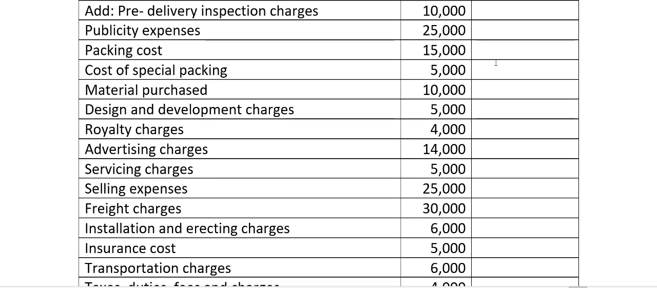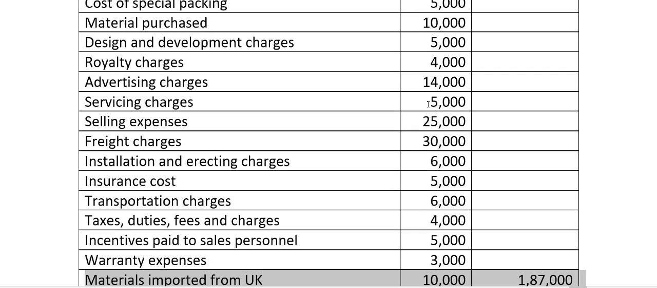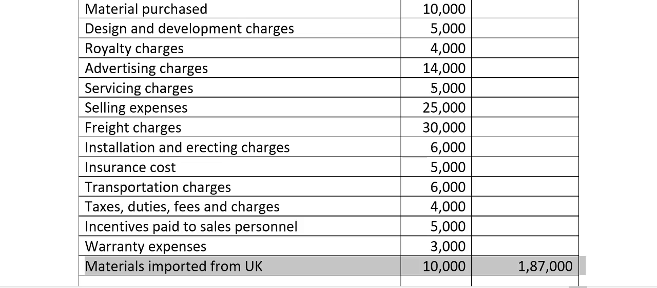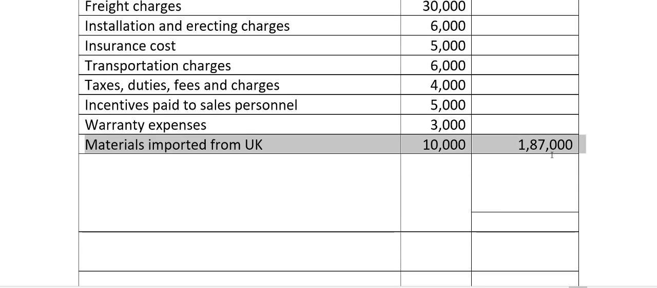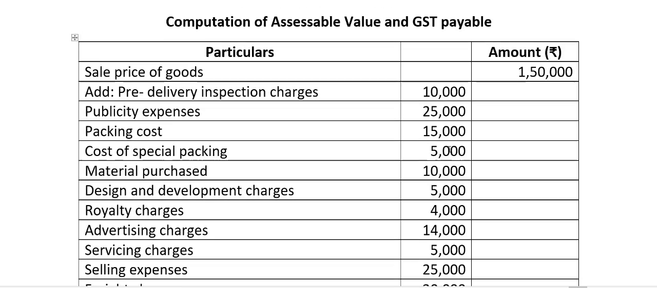Just let's cross check once. 10,000, 10, 35, 50, 55, 65, 70, 74, 88, 93, and this is 98, 118, 148, 154, 159, 165, 169, 174, 177, 187. So 1,87,000 will be the amount that you have to add.